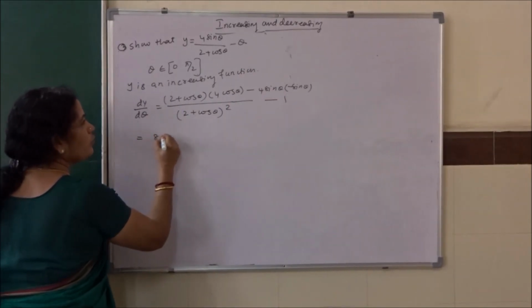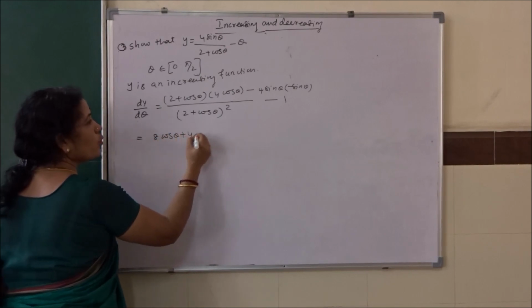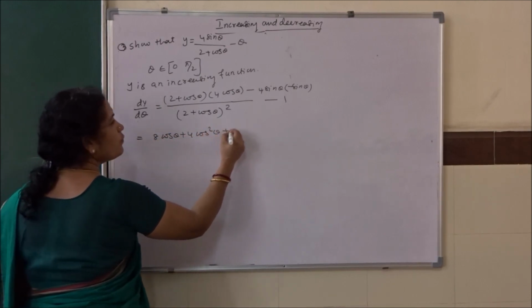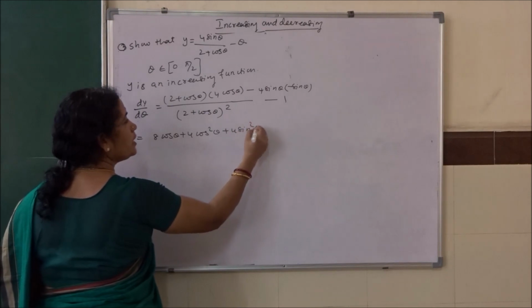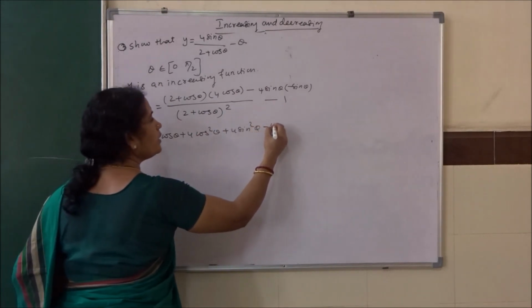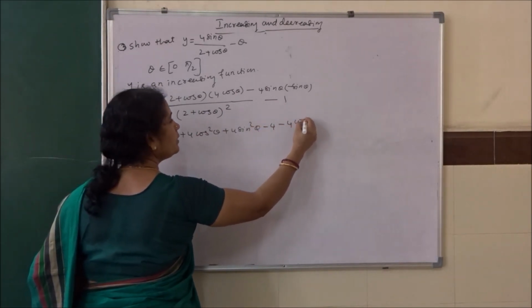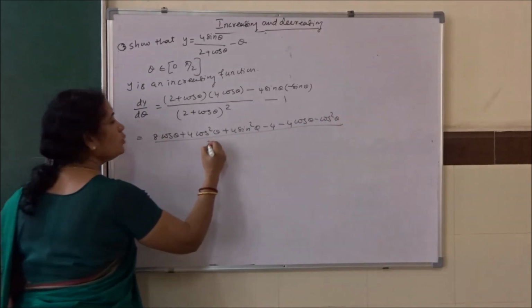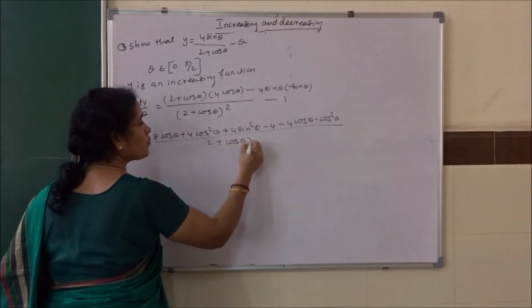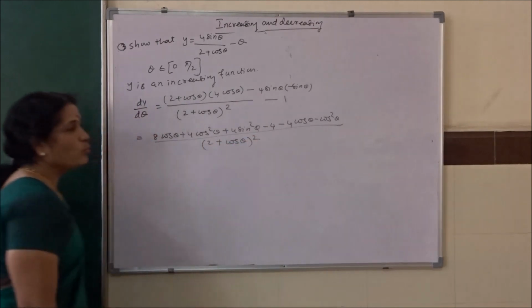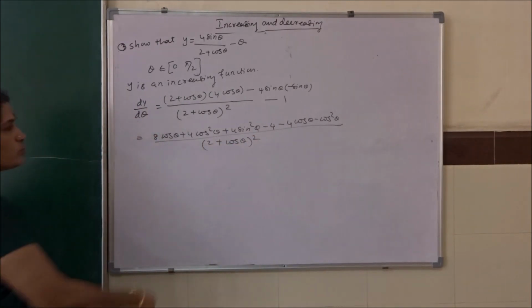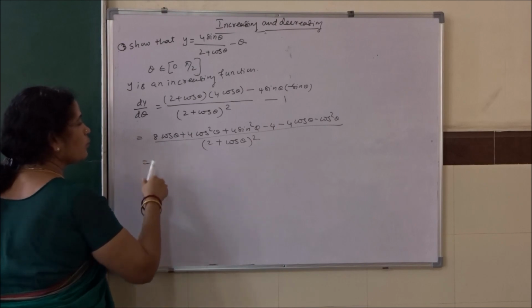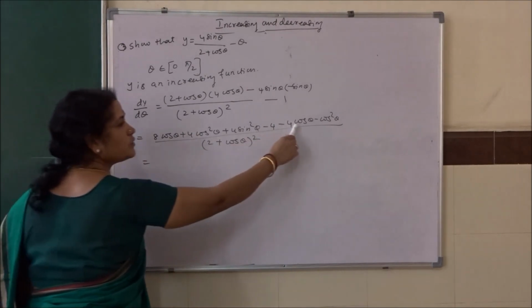Now that is equal to what we are getting here. So that is 8 cos theta, and then plus 4 cos square theta, and then plus 4 sin square theta. I am taking LCM here. So that is minus 4 cos theta, and then minus cos square theta. Am I correct? The whole upon 2 plus cos theta whole square. Now anyhow, simplify this one. That is equal to 8 cos theta minus 4 cos theta.